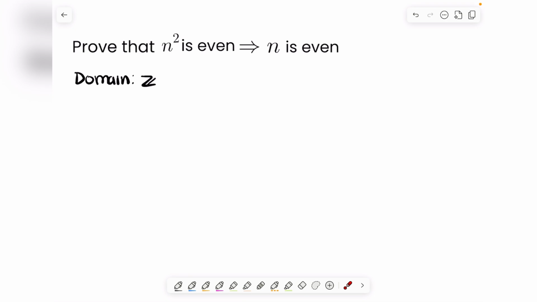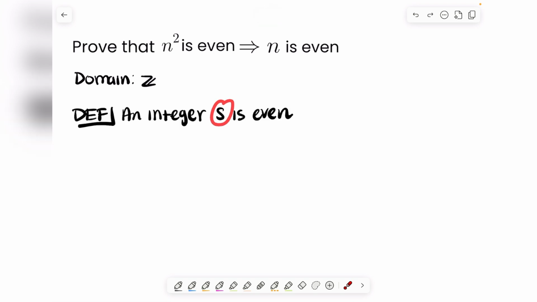The second thing you want to do, no matter what proof you're doing, is your definitions. What does it mean for an integer to be even? Well, we can say an integer s is even, and this integer could be any variable you want, r, t, q, whatever. I'm just going to call it s.